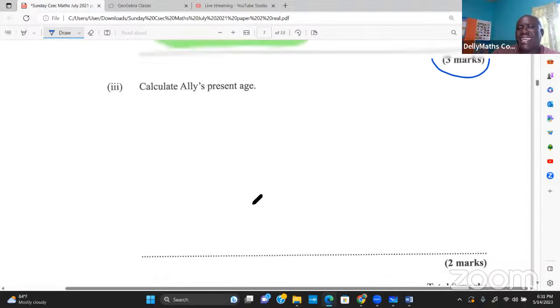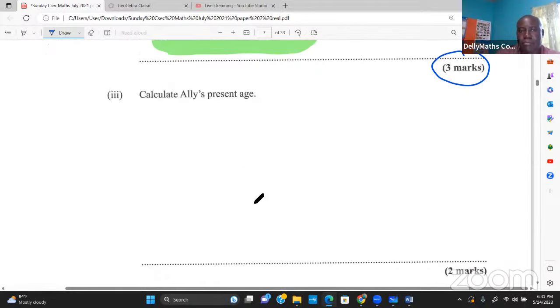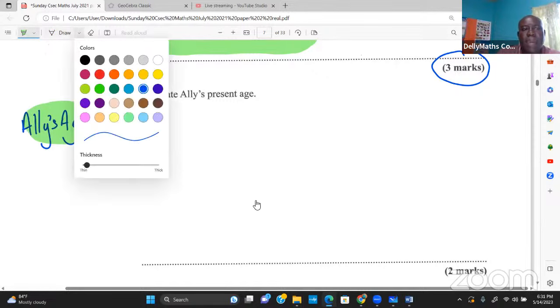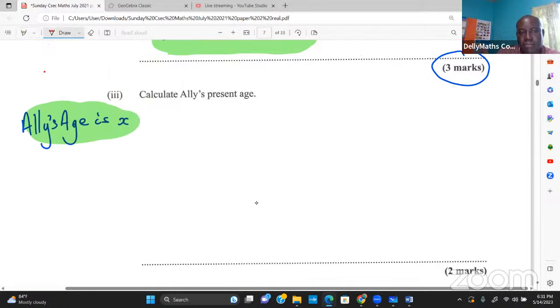It says calculate Ali's age. Ali's age is x, right? You wanna make sure that you understand that. Listen, Ali's age is x. So if I'm supposed to calculate Ali's age, then technically I want to find the value for x.